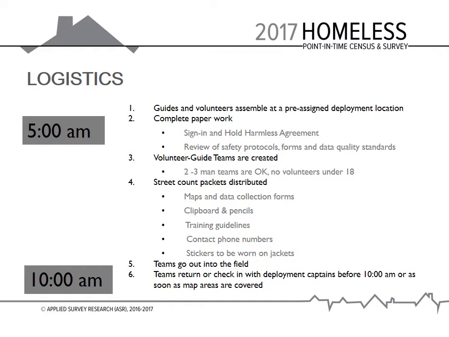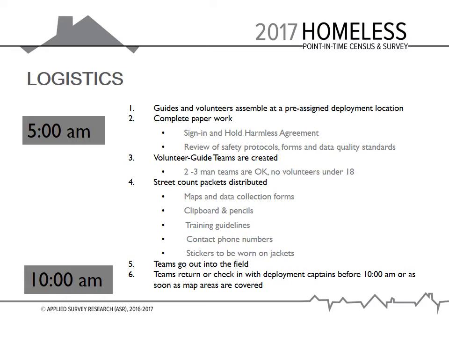Then once those teams are created, we'll give each team their street count packets. This includes maps and data collection forms. You'll receive a clipboard and some pencils. You'll receive a copy of some printed training guidelines just to have with you out in the field that covers everything that we've reviewed here today. They will also give you a contact number in case you need to call anybody at the deployment center while you're out in the field. And then we will also have some stickers for you to wear while you're out in the field.